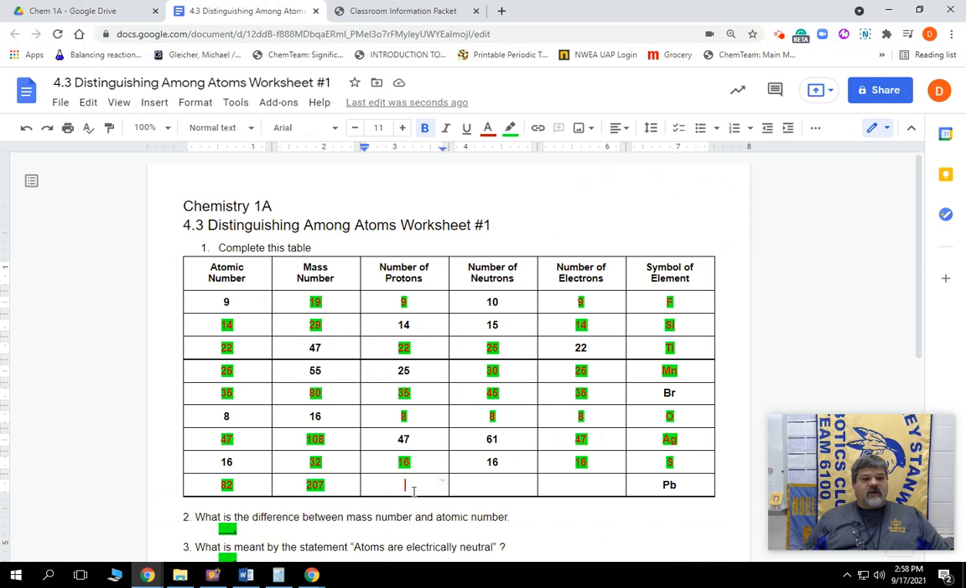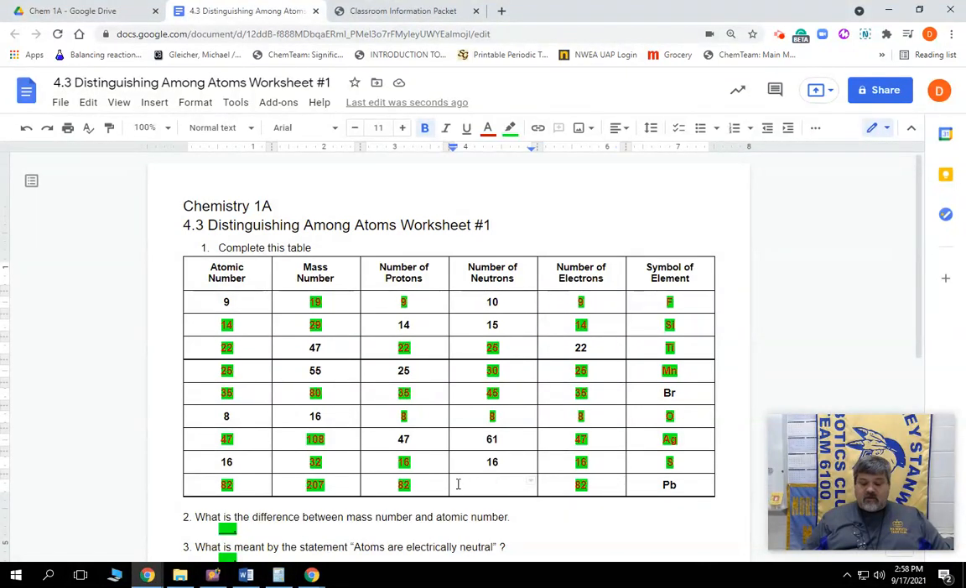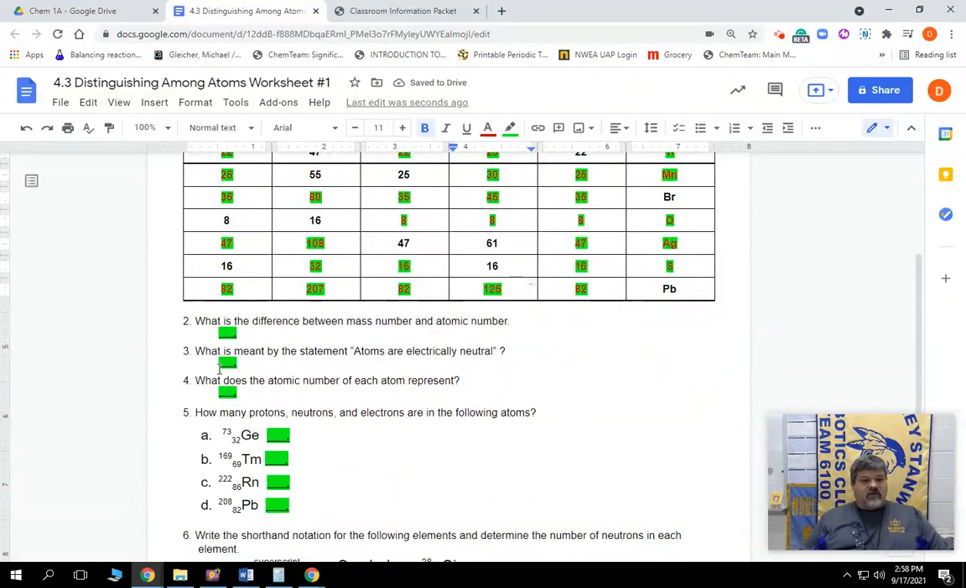So we know the number of protons is going to be 82. The number of electrons is going to be 82. And now we have to calculate the number of neutrons. Again, we'll pull up our calculator. We'll put 207 minus 82 equals 125. So we're going to put 125 in there. Now we have the table complete. We can go on to question number 2.